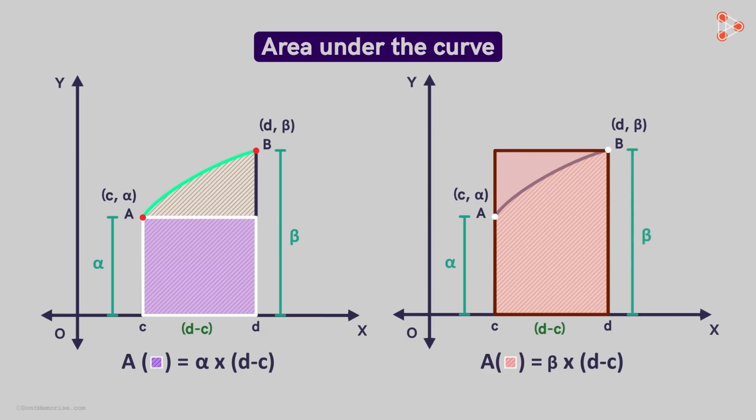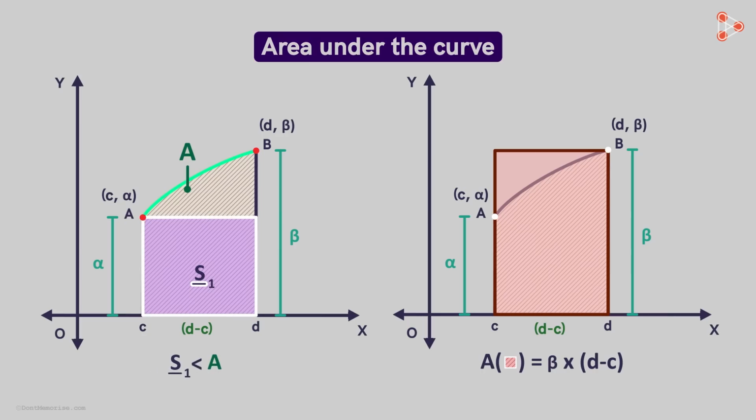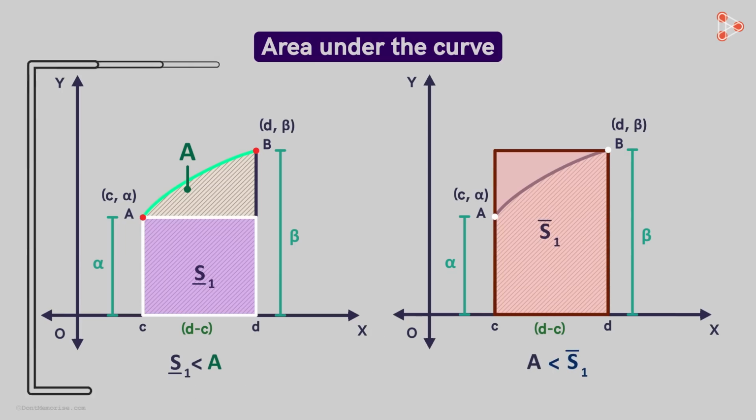So let's denote the area under this curve by A. And we denote the area of this rectangle as S1 with a dash below it. This dash below tells us that the area of this rectangle is less than A. Similarly, we denote the area of this rectangle also with S1 but with a dash above it. Now focus on the figure on the left.